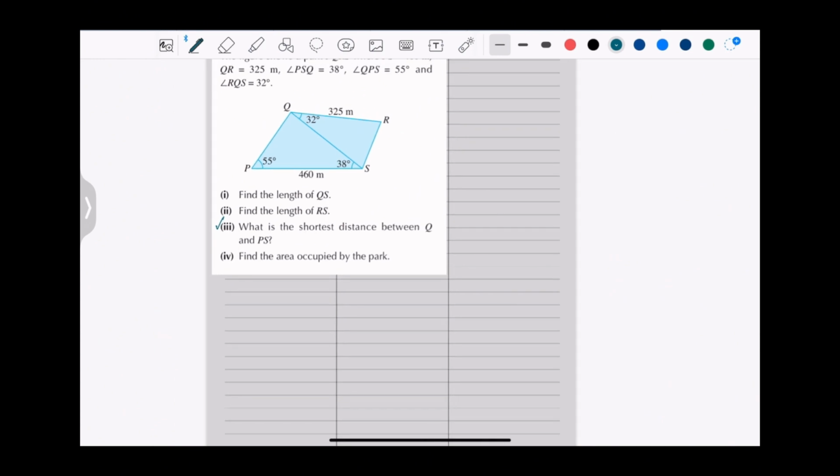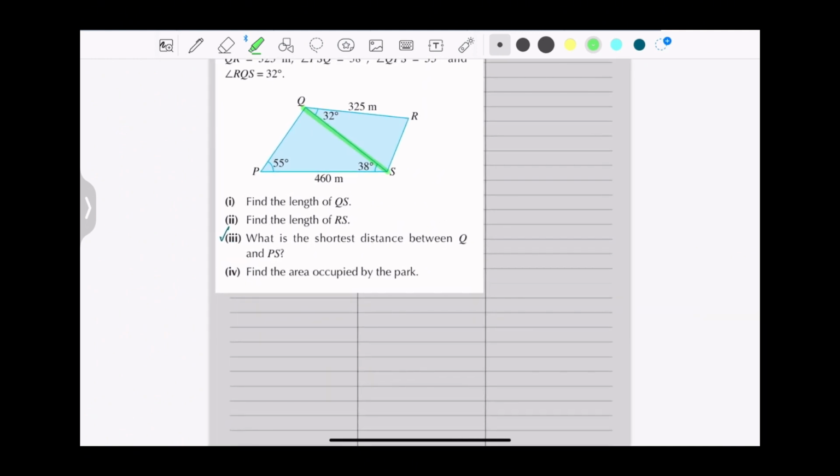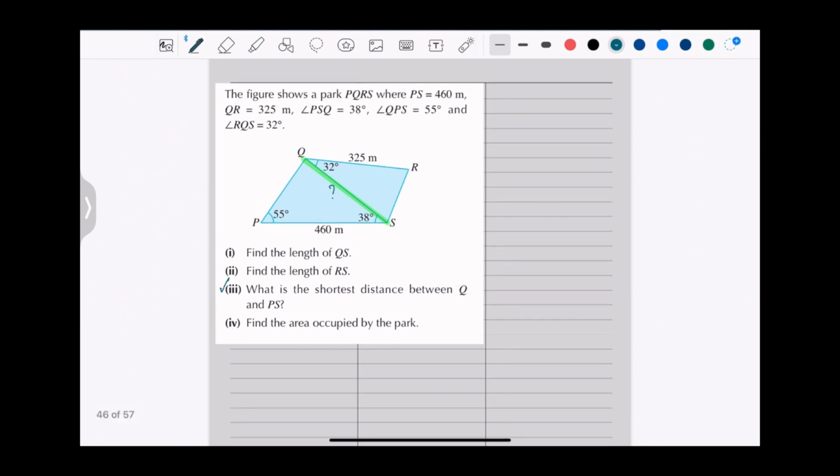Okay, so let's look at this one. You are to find out, these are the two parts QRS and PQS. You are to find out the length of QS. So first step, highlight what you are to find and then look which triangle will help you out in this matter.